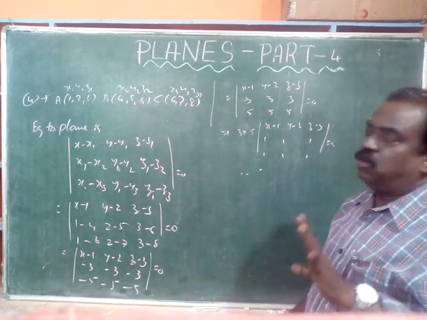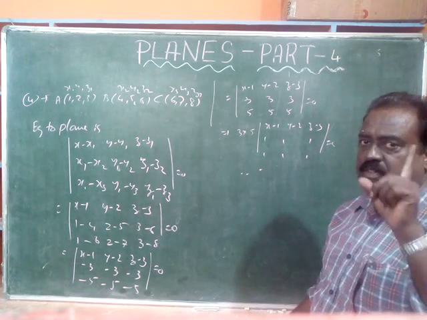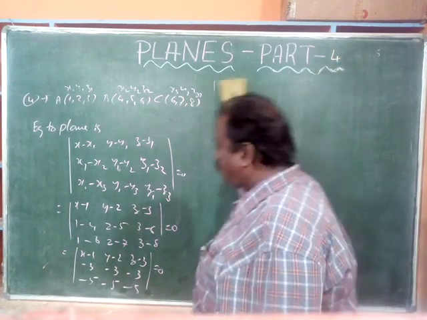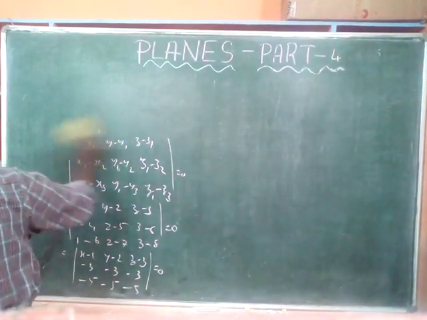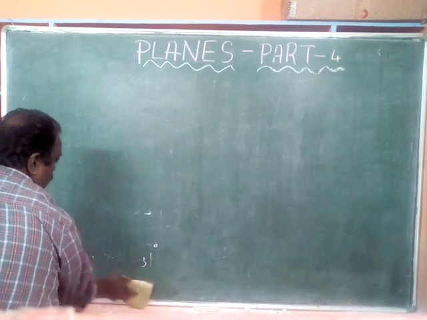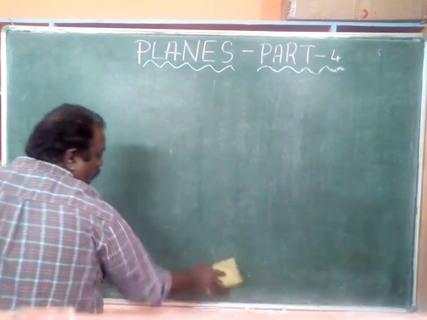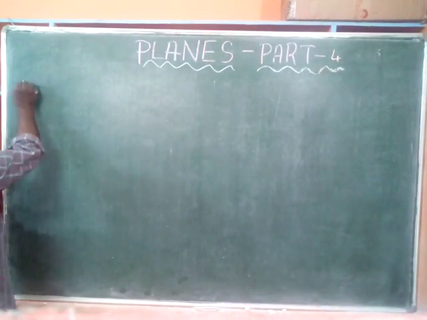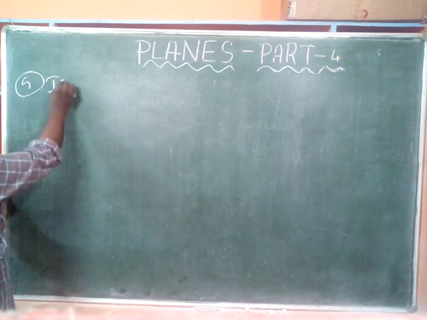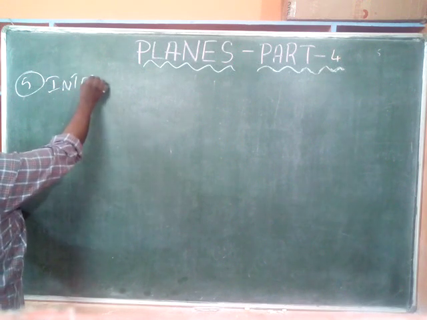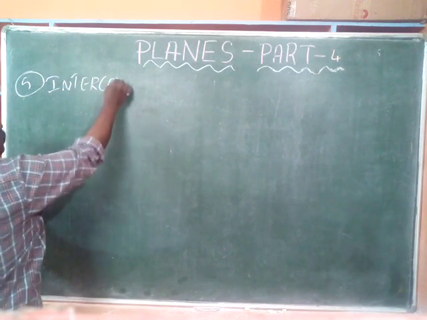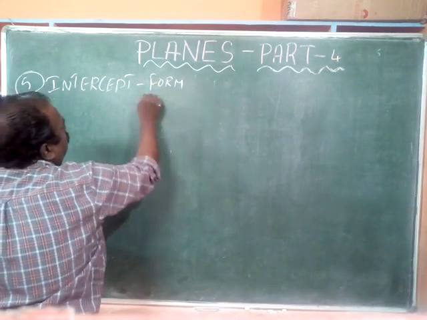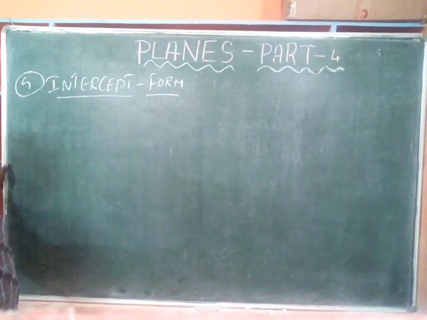Okay? So there are 4 types we discussed. The 5th one is there. Observe, 5th one. This is the intercept form of a plane.